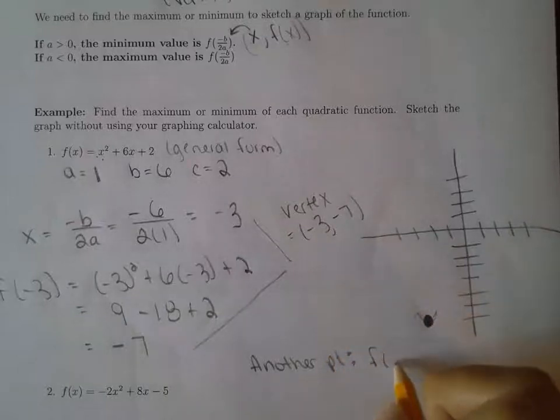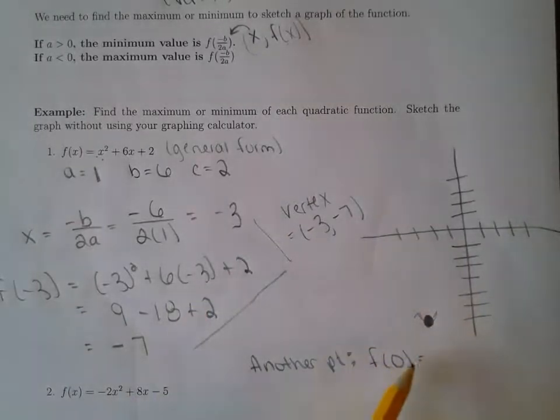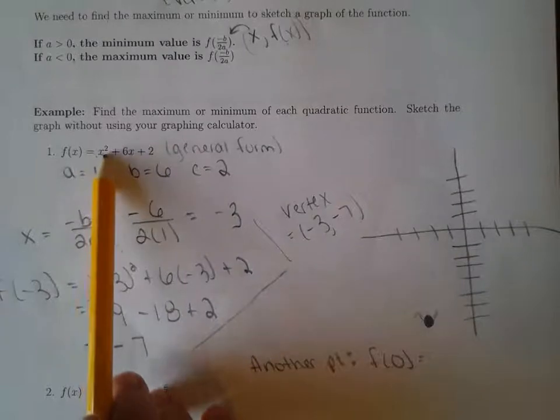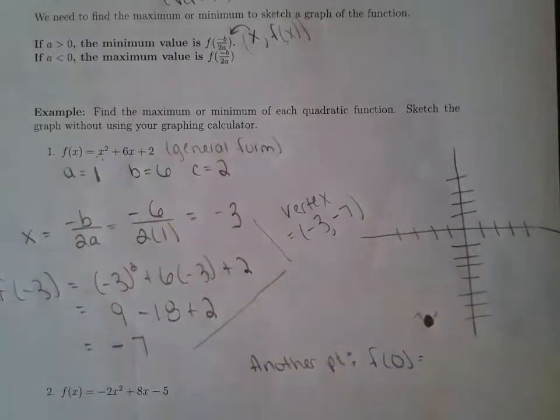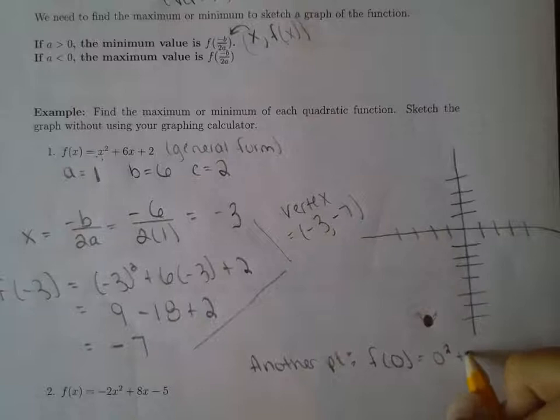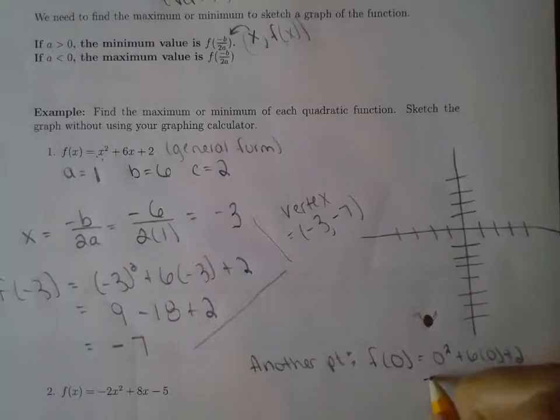I'm going to do f of 0. So this is actually really easy in standard form. F of 0, that's 0, that's 0. That would be 2, which I'll write out. 0 squared plus 6 times 0 plus 2 is 2. So we have the point 0, 2 here.